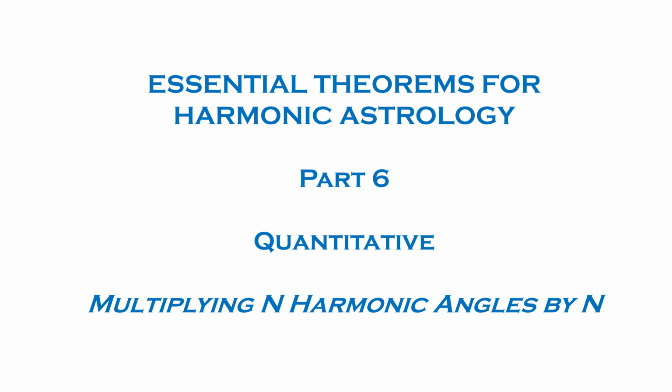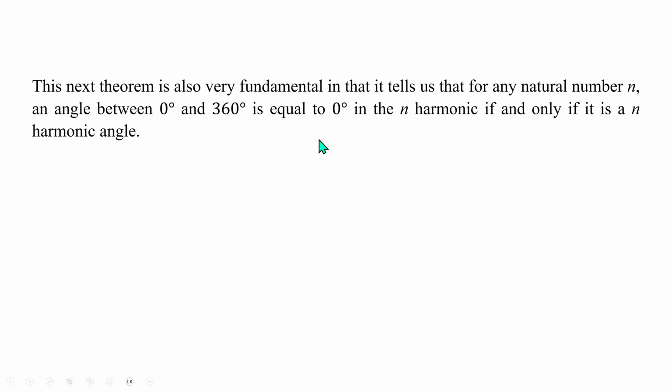Essential Theorems for Harmonic Astrology, Part 6. Multiplying inharmonic angles by n. All right, this next theorem is also very fundamental, and that tells us that for any natural number n, an angle between 0 degrees and 360 degrees is equal to 0 degrees in the n-harmonic if and only if it is an n-harmonic angle. So the only things that will wind up at 0 degrees in n-harmonic charts will be n-harmonic angles. And if something winds up at 0 degrees in an n-harmonic chart, then it was an n-harmonic angle in your original chart, probably your natal chart.